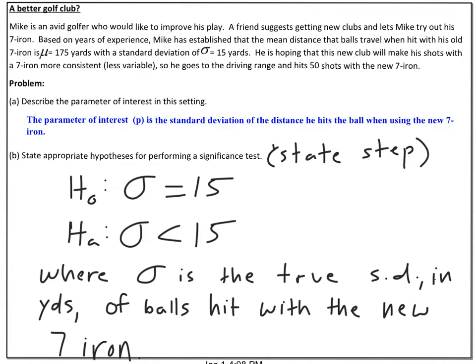So as we're doing this test, and he's taking a random sample of shots with his new 7-iron, at the beginning of the test, we are assuming it's no better. Right? He wants more consistency on the shots. So each one goes closer and closer to the same distance of about 175. We're assuming the new one is no better. We need evidence to convince us that it is. That gets into HA.